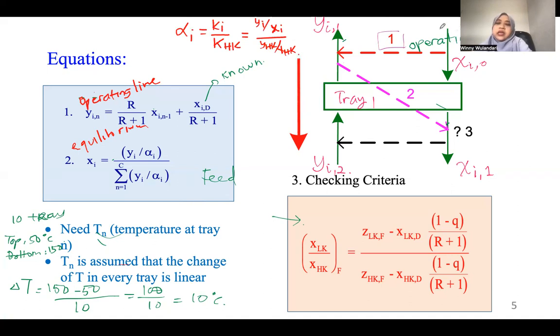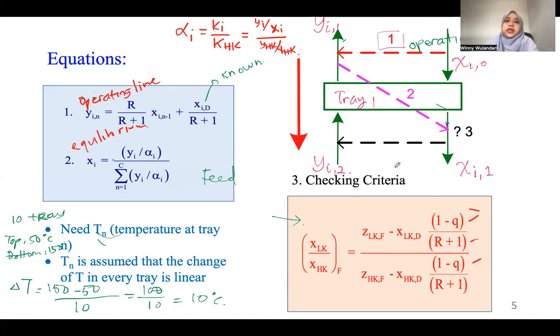So here you calculate the operating line using equation number 1, so you get y_i1, and after that you calculate the equilibrium composition using equation number 2, so you get x_i1, and then again check your operating line to get y_i2. So the checking criteria lies on this calculation, where x_LK over x_HK of the feed would be equal to this equation: the LK feed minus x_LK distillate multiplied with 1 over Q divided by 1 plus R, plus 1 divided by V_HK feed minus V_HK distillate multiplied with 1 minus Q over R plus 1. So you should know all these values, and you also know the light key and the heavy key in the distillate. So you know the value of the checking criteria.